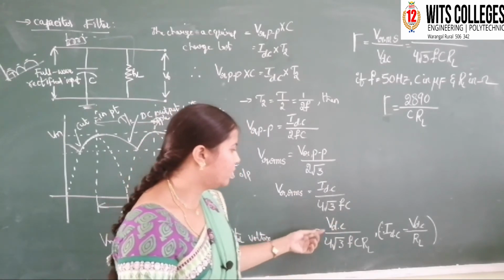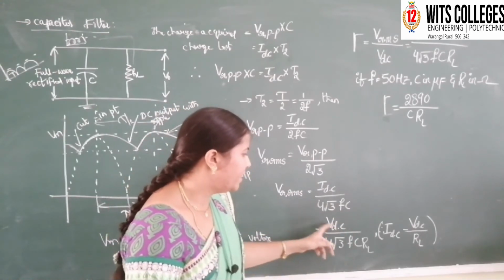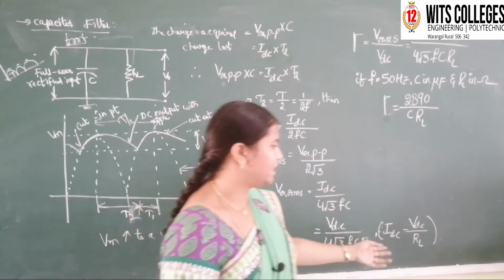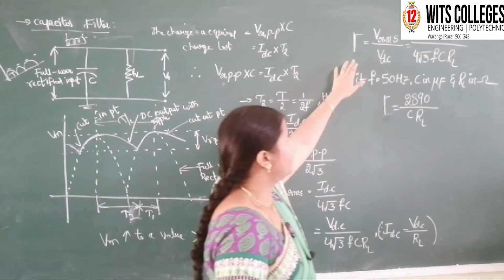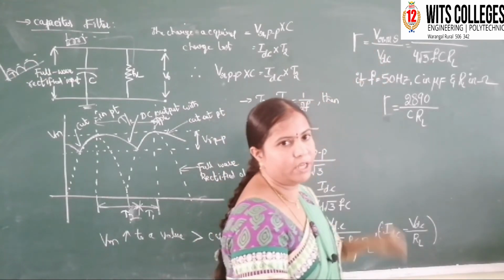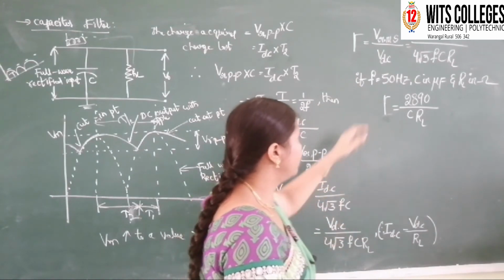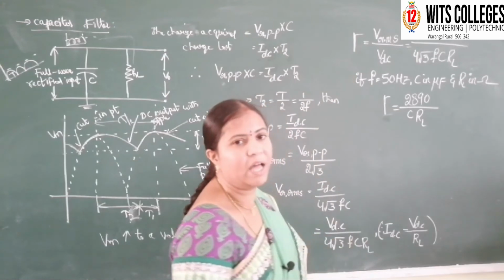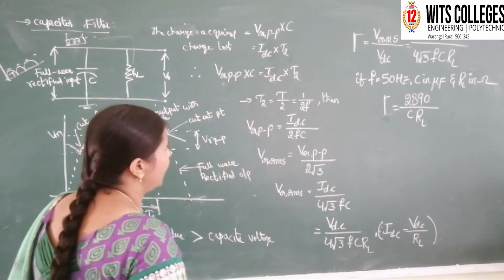So then IDC equals VDC by RL, so it is VDC by 4 root 3 FC into RL, since IDC equals VDC by RL. So the ripple factor is indeed the ratio of RMS voltage to the DC voltage. Now if you substitute this you will get 1 by 4 root 3 FC RL. This is the ripple factor of the capacitor filter.